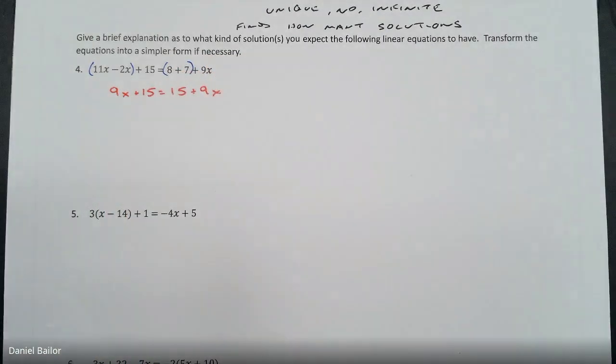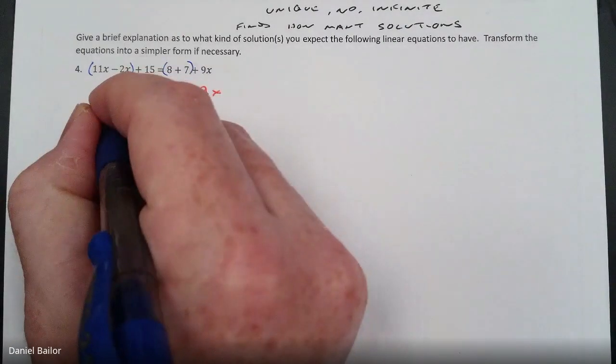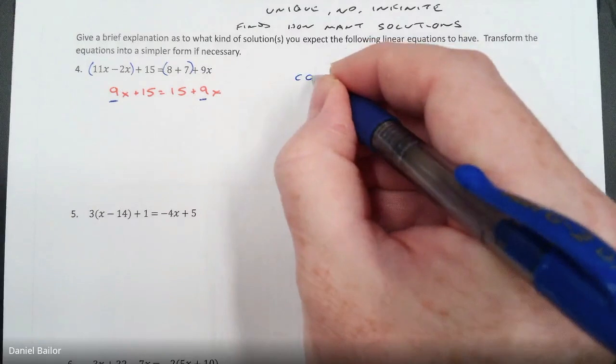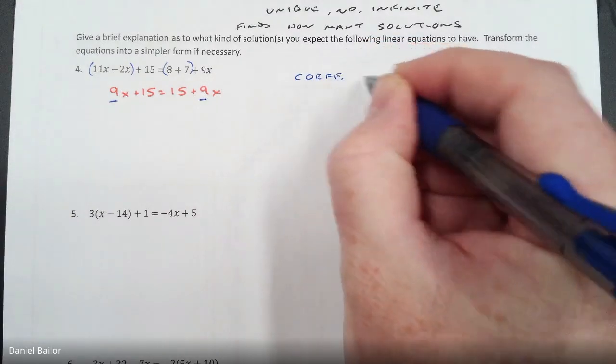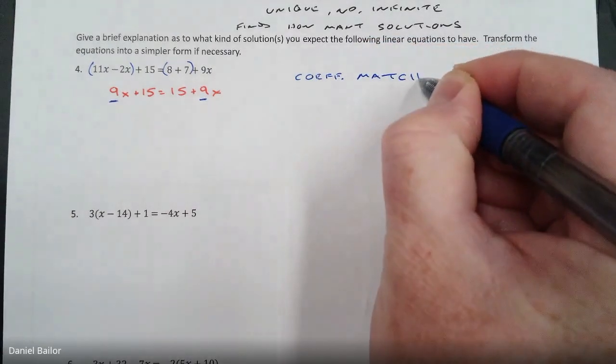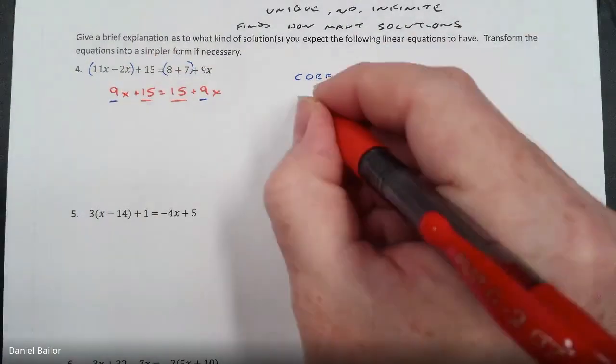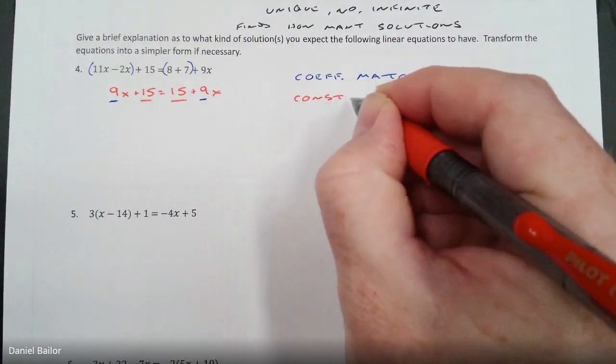Now you'll look at this and you'll say, wow, those are the same. Look, the coefficient is 9. The coefficient is 9. So coefficients match. The constant is 15. The constant is 15. Constants match.